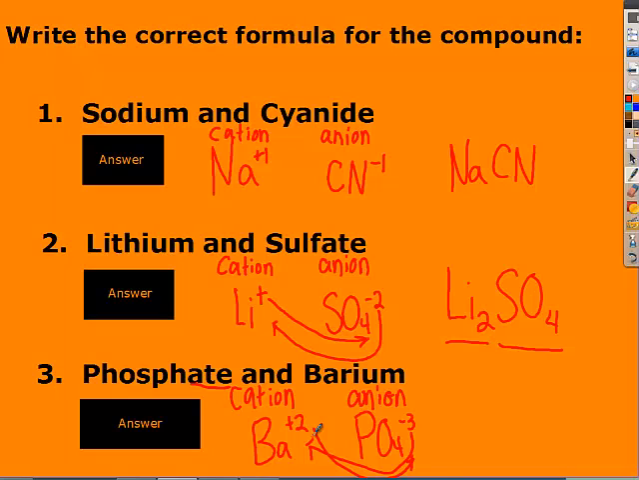Okay? So let's write our formula. It's going to be Ba3, and I need 2 phosphates. I need to put parentheses. (PO4)2. And there's my formula. Okay. Let's move on.